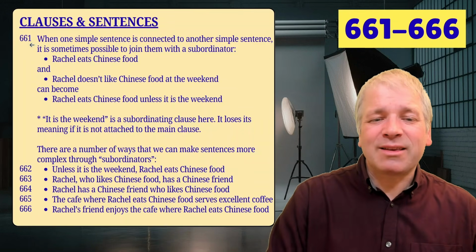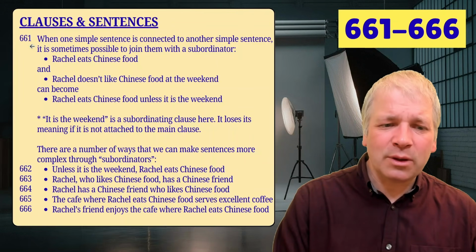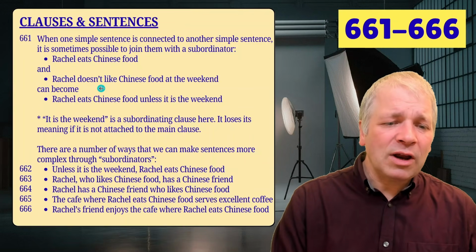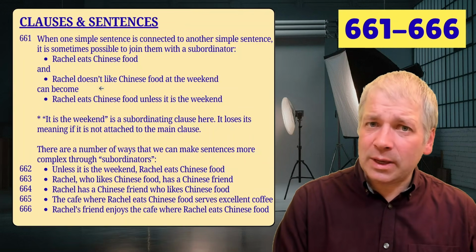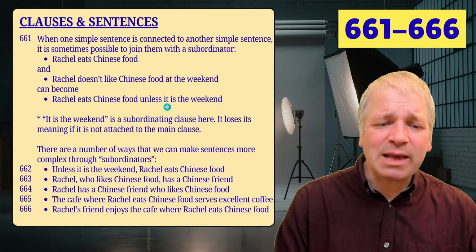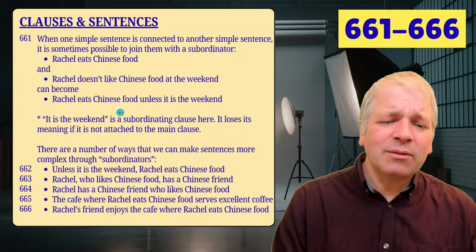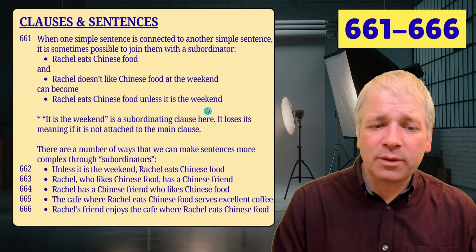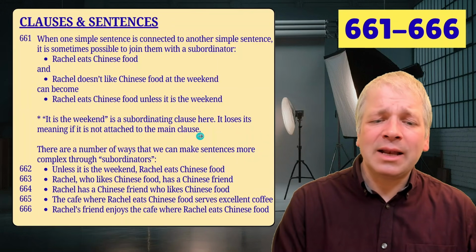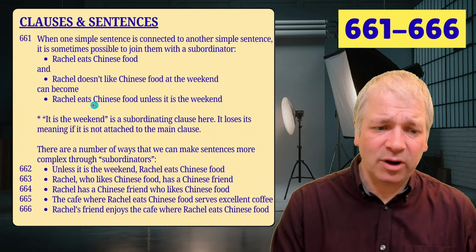On to looking more at simple sentences that are connected, 661. When one simple sentence is connected to another simple sentence, it is sometimes possible to join them together with a subordinator. So Rachel eats food. Rachel doesn't like Chinese food at the weekend. Well, this could become Rachel eats Chinese food unless it is the weekend. It is the weekend now becomes a subordinating clause. It loses its meaning if it is not attached to the main clause, because we're only really interested in the weekend in the context of Rachel eating Chinese food.